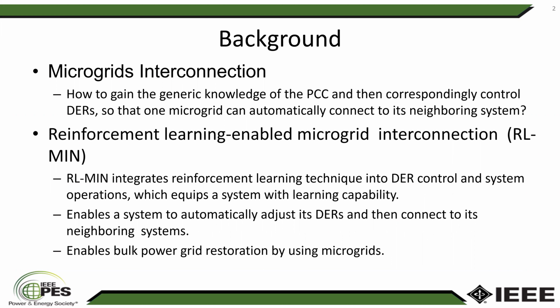In this work, to solve this problem, we propose a reinforcement learning enabled microgrid interconnection method. We call it RL-MI. This technique integrates reinforcement learning into the distributed energy resources controller and system operations, so that our system could be enabled with learning capability. Then the system can automatically adjust its DER output and connect to its neighboring systems. In the future, we can also enable bulk power system restoration by using microgrids in a bottom-up way.